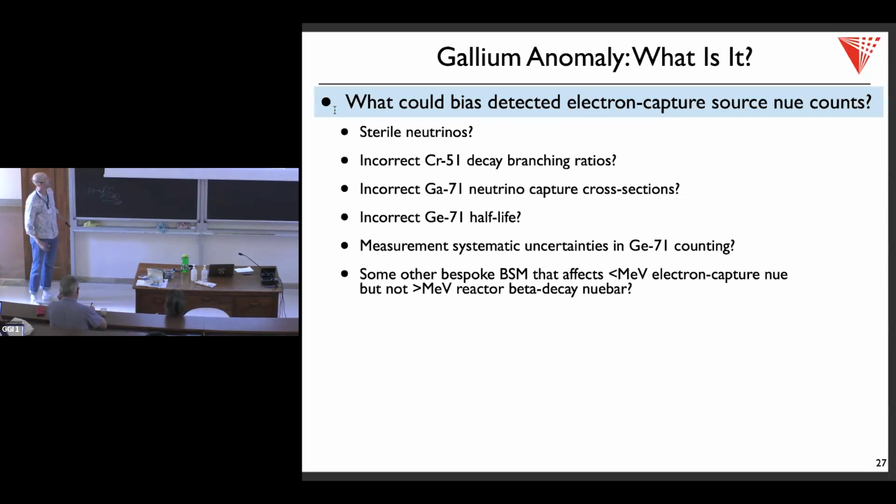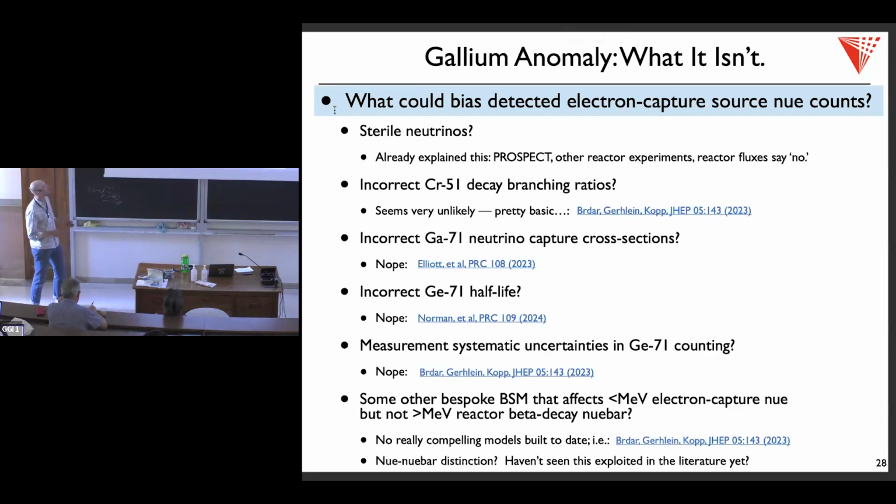Both the sub-MeV electron reactor nu, the greater than MeV scale reactor beta. Okay, so all of sterile neutrinos, I've just told you that Prospect says that this can't be true. For a sterile neutrino map, that can't happen.